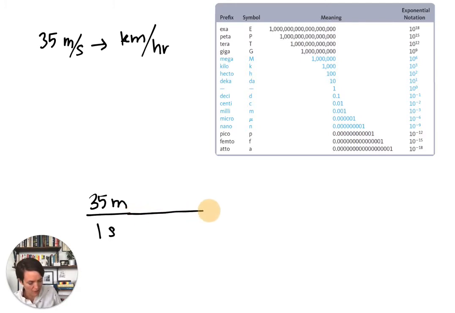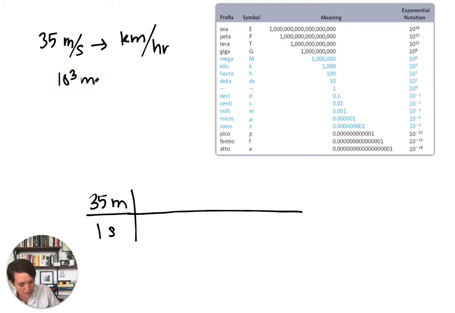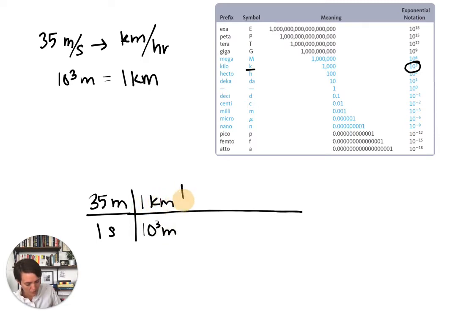So now we're going to be converting meters to kilometers and seconds to hours. So I know I'm going to have a lot of conversions, so I'm just going to go ahead and extend my picket fence. So I have meters to kilometers, and I know that there are 10 to the third meters in 1 kilometer, right? That power of 10 always goes with your base unit. So I have 10 to the third meters is going to be 1 kilometer. So at this point, I have successfully converted from meters to kilometers.